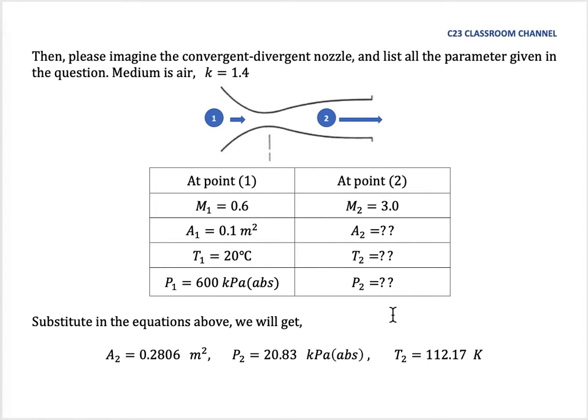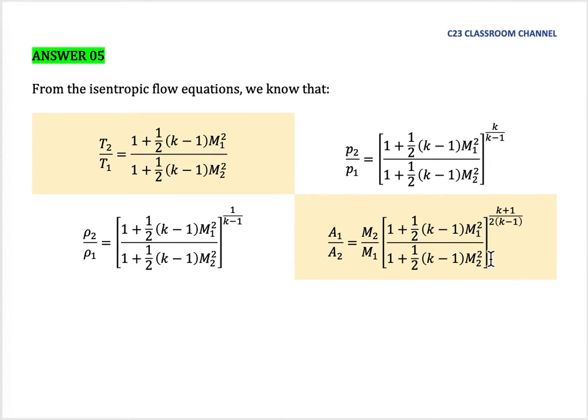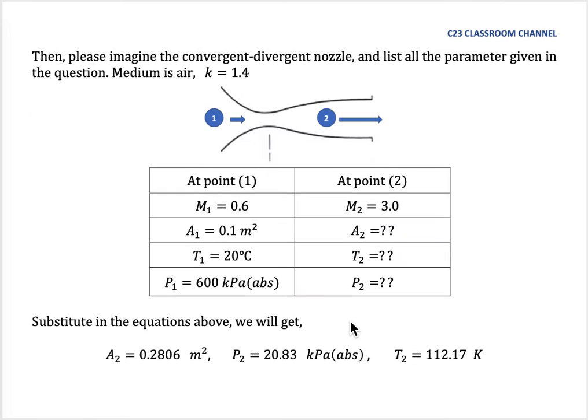So what you need to do to get A2 here is to substitute all the data in this equation, and finally you could find the value of A2 here. The answer is 0.2806 meter square.